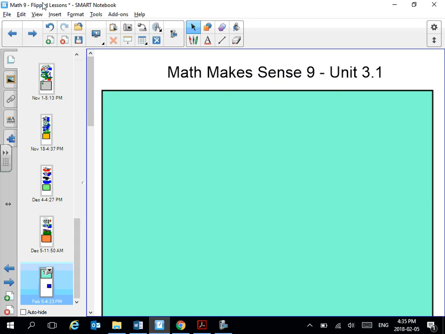Welcome to math class. We are starting off the Math 9 class this semester with the rational numbers unit. So we're going to be looking at unit 3.1 in the Math Makes Sense 9 textbook. So no point in messing around with it. Let's go ahead and get right into the lesson.